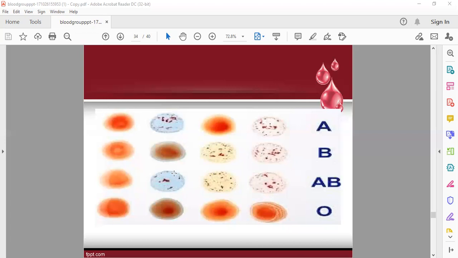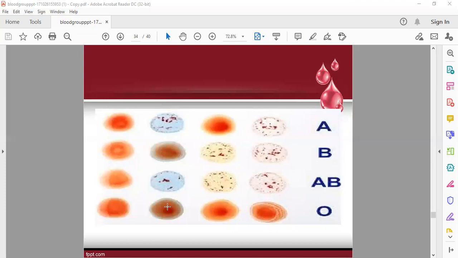Then in the third slide, there is clotting in the first spot. In the second spot the clotting is found, and in the third spot the clotting is also found, which indicates that the blood is A positive, it is also B positive, and it is also Rh positive. So the blood group will be AB positive.